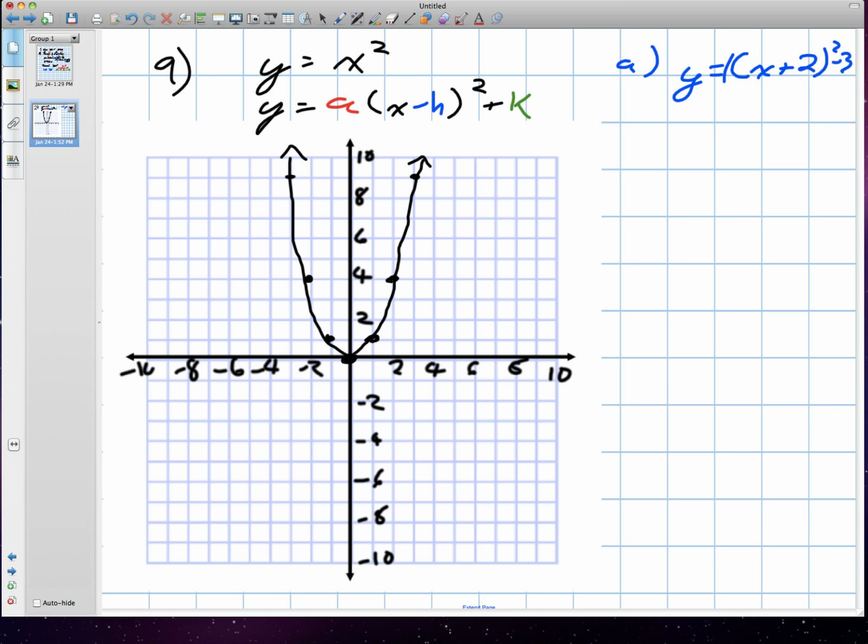What is our h value? Positive 2 is our h value. So which direction do I move the vertex from the original? Left 2. And our k value is negative 3, so we go down from that spot 3. So we go to the left 2, down 1, 2, 3, and we have our vertex. Because there's no stretches, it's drawn the exact same way: over 1, up 1. Then we go back to the vertex, over 2, up 4. Over 3 from the vertex, up 9. So we have 3, 6.